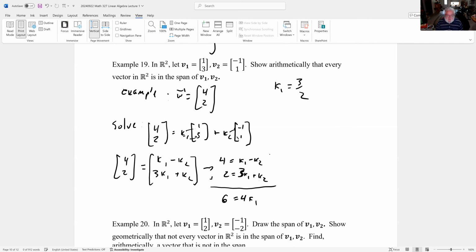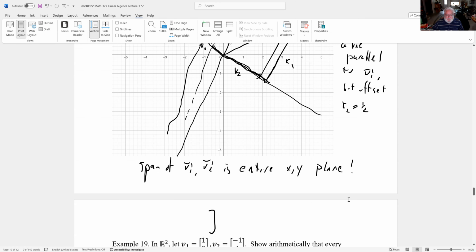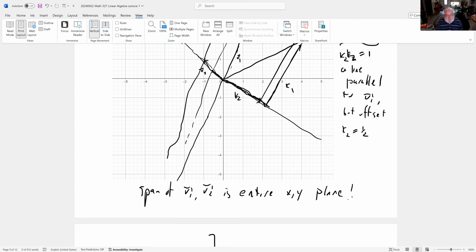So what's K2 equal to? Well, we know 4 equals K1 minus K2. So 4 is 3 halves minus K2. K2 equals 3 halves minus 4. 1.5 minus 4 is minus 2.5, I think. So we go minus 2.5 in this direction. So we take V2, multiply it by minus 2.5, we end up there.